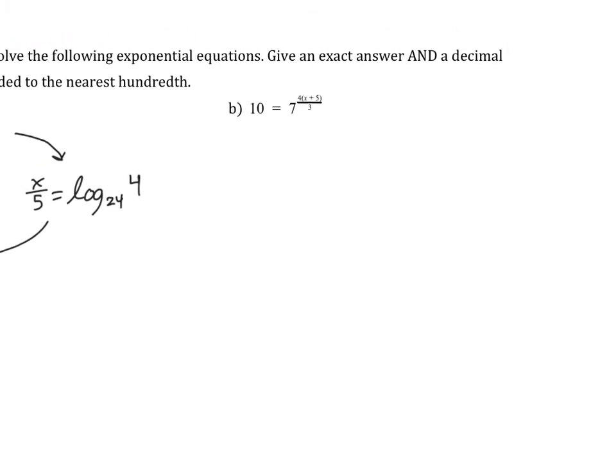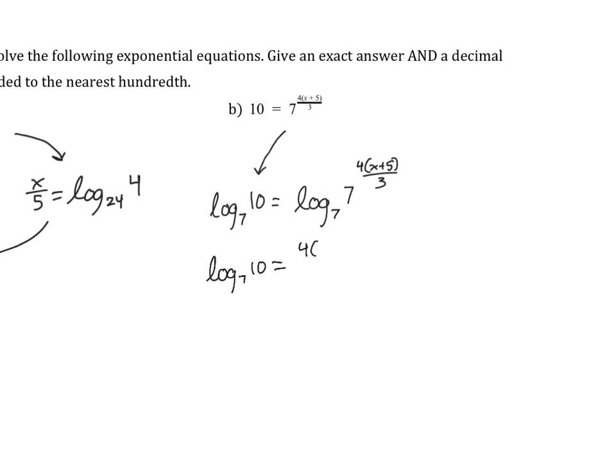Okay, let's look at this next one. So again, we're going to look at the two different ways we can approach this. Let's start by taking the log of both sides. So for our exponential expression, it is base 7. So I recommend taking the log base 7 of both sides. So log base 7 of 10 equals log base 7 of 7 to the power of 4 times x plus 5 divided by 3. So again, this simplifies to simply whatever's in the exponent. So we have log base 7 of 10 equals 4 times x plus 5 over 3.